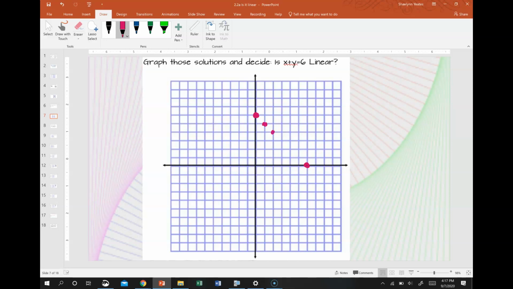And 4 plus 2 is 6. And 3 plus 3 is 6. And 2 plus 4 is 6. And 1 plus 5 is 6. And I bet we could keep going. We've got the negative 1s and the 7s, the negative 2s and the 8s. Does this look like a straight line to you? It sure does to me.